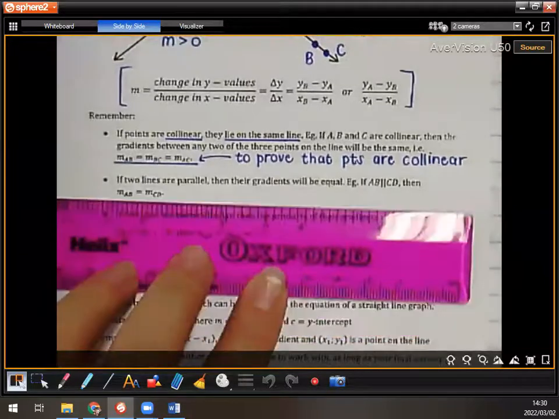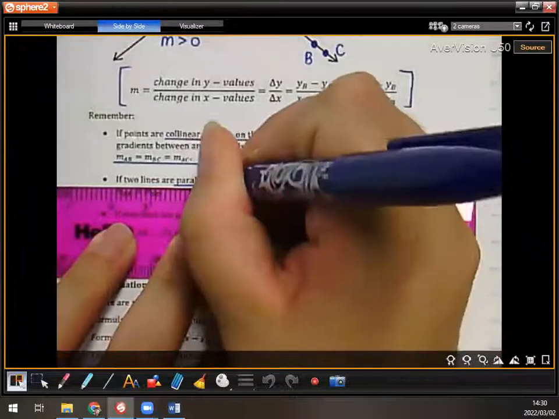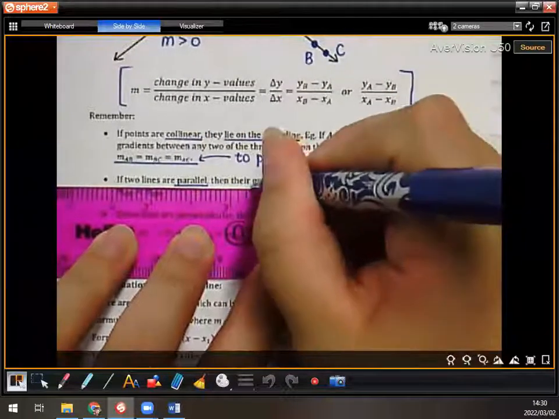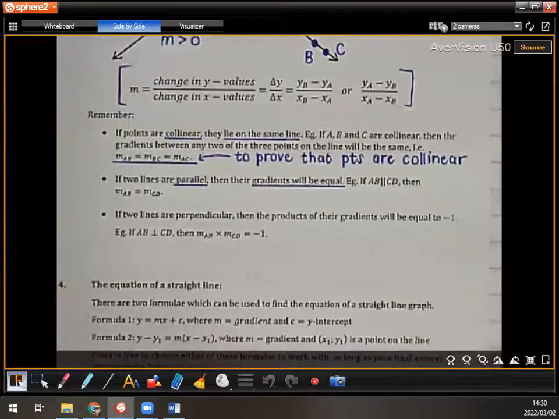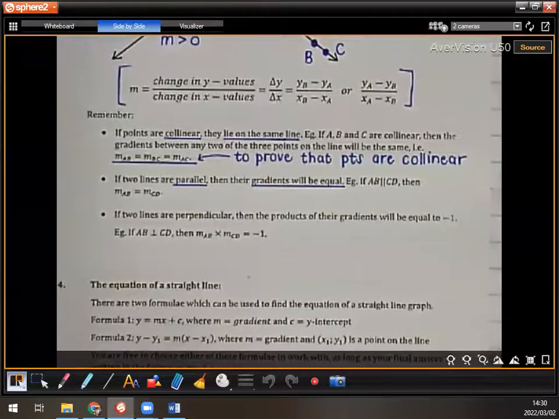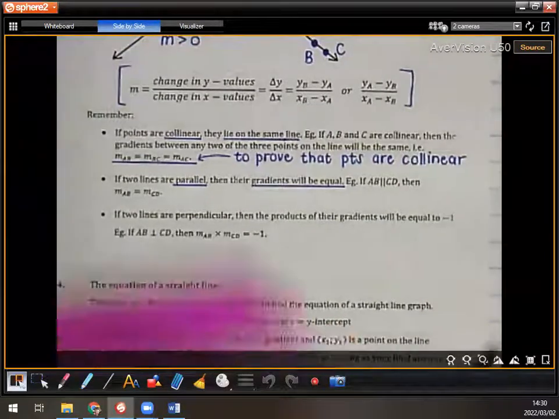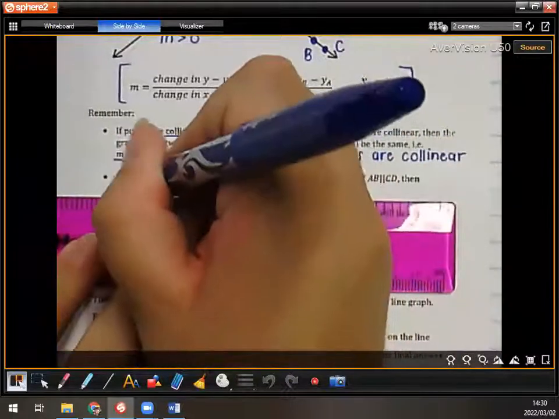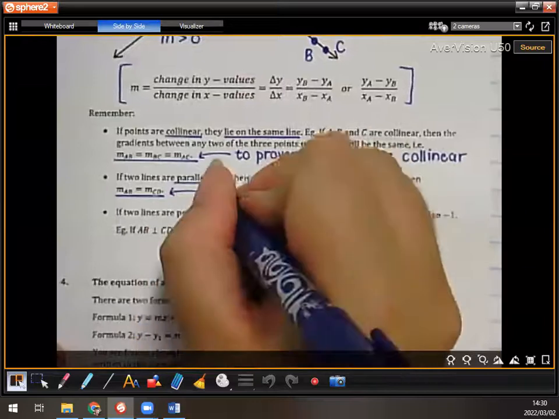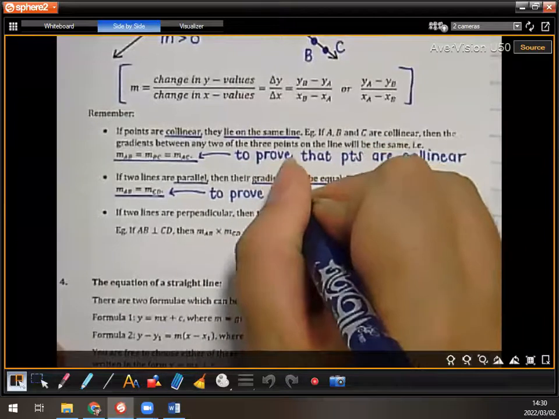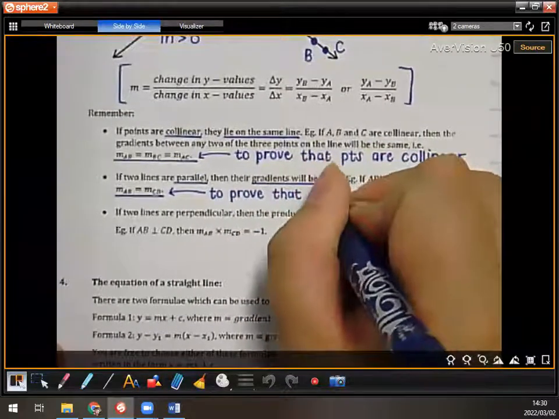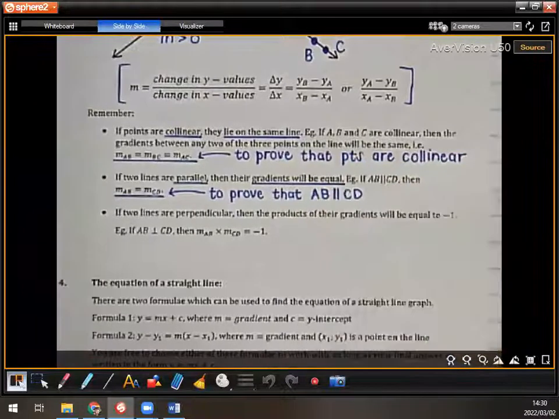Next up, I'm sure you guys know this. If two lines are parallel, then they're going to have the same gradients, right? Then their gradients will be equal. So if they're asking you guys, prove that AB is parallel to CD, you're going to have to find the gradient of AB and find the gradient of CD and show that they are the same number. All right, so you can underline this, AB and CD over there. So this is what you will do to prove that AB is parallel to CD.